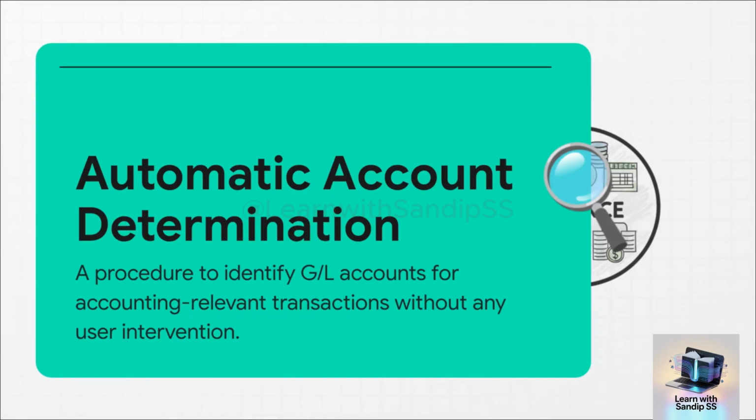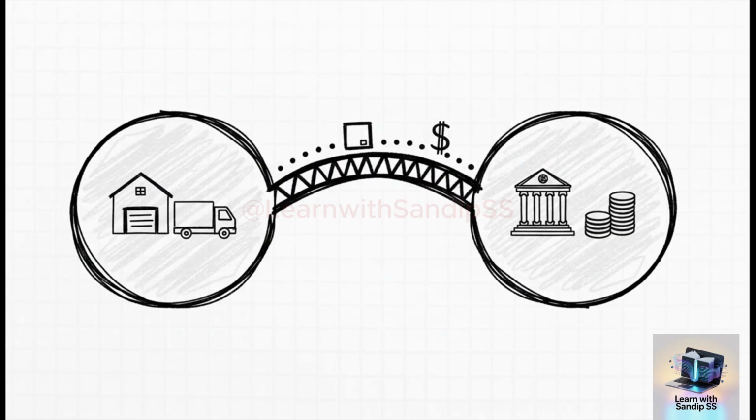Let's just break that down for a sec. The two key phrases here are automatically identifies and, this is the big one, without any user input. This isn't about the system just suggesting an account. No, the system makes the final call. It's what ensures that every single time a relevant transaction happens, the right GL accounts get hit correctly and consistently, every time.